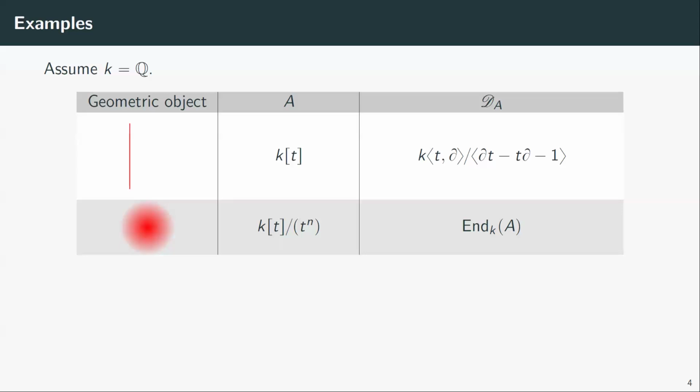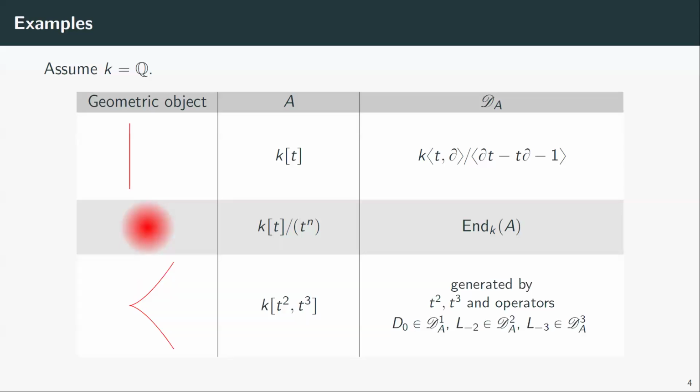Okay, good. And then our third example will be the cusp. I will go into more details later, but for the cusp, we have some generators. L-2 and L-3 are of higher order and they cannot be written in terms of derivations and elements of A. Okay. So this is the typical example we want to look at.